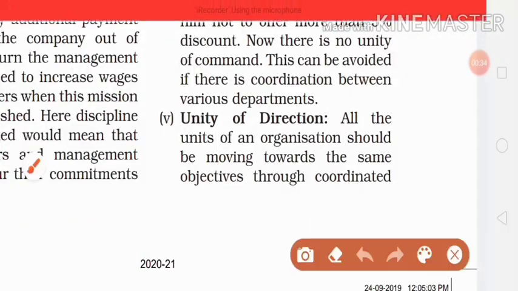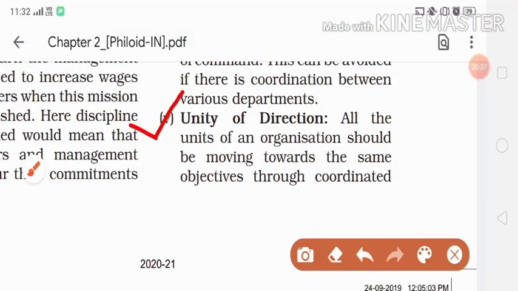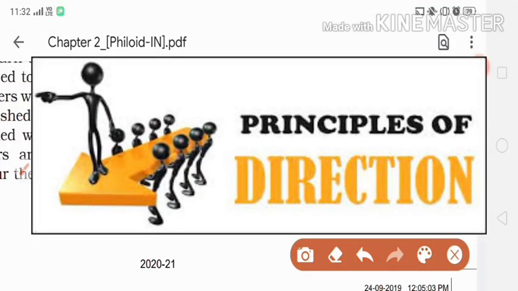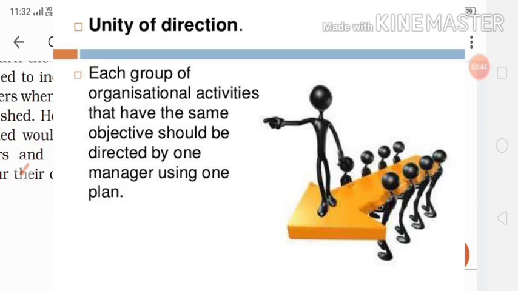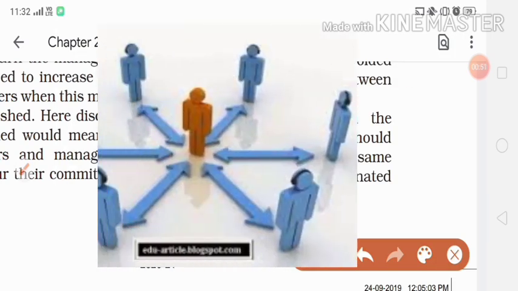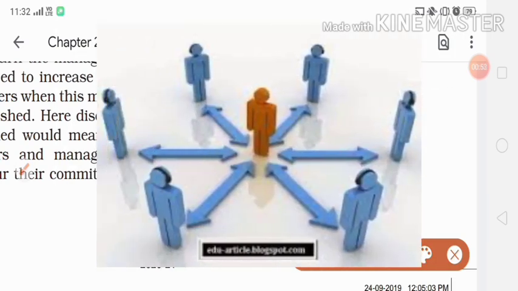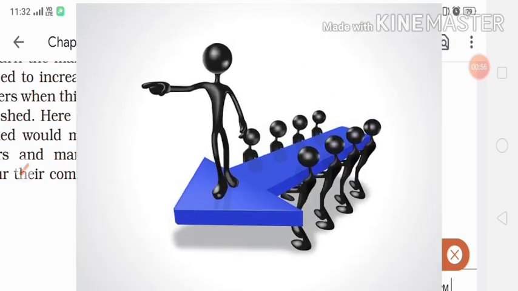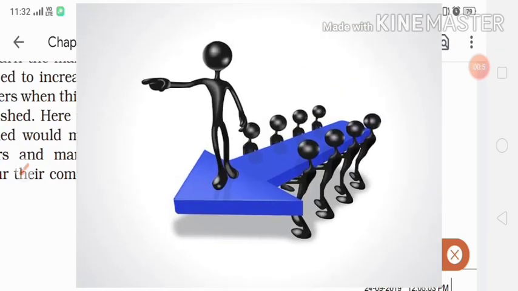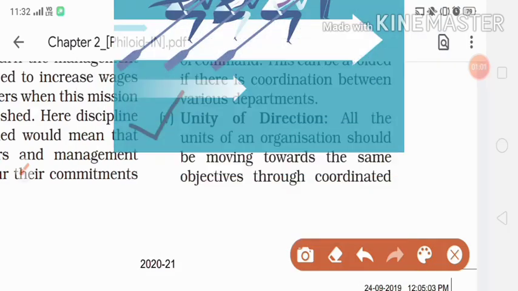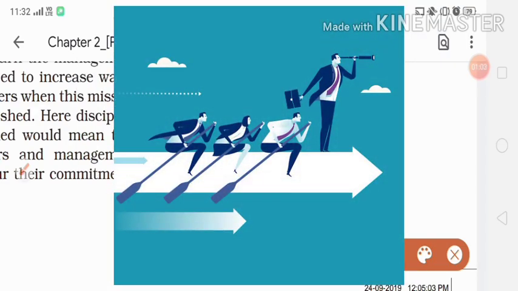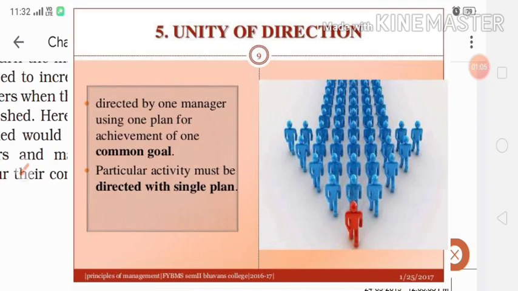Coming to our first point, number five, the fifth principle, that is unity of direction. According to this principle, one unit means one plan. That is, the effort of all the members and employees of the organization must be directed towards one direction, that is the achievement of a common goal. Got it? So if this principle is applied, it leads to coordination. So each department and group having a common objective must have one head and one plan only.